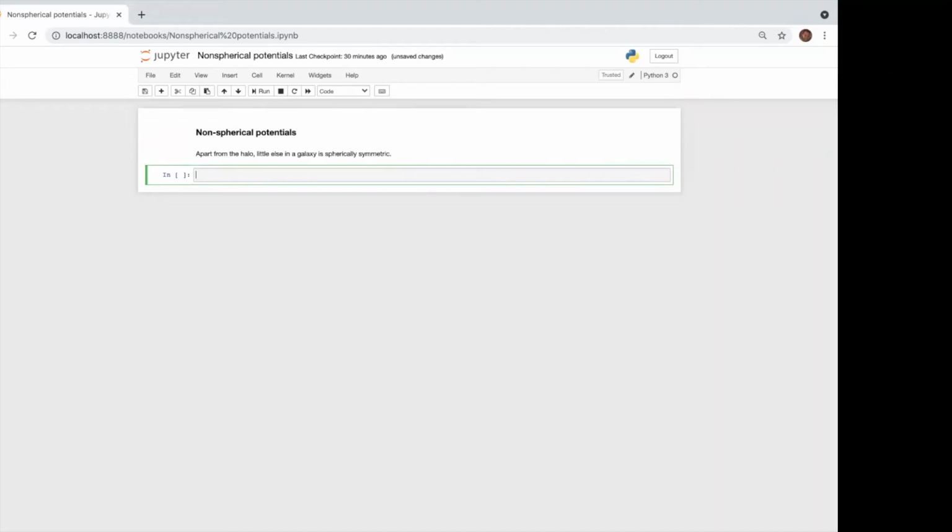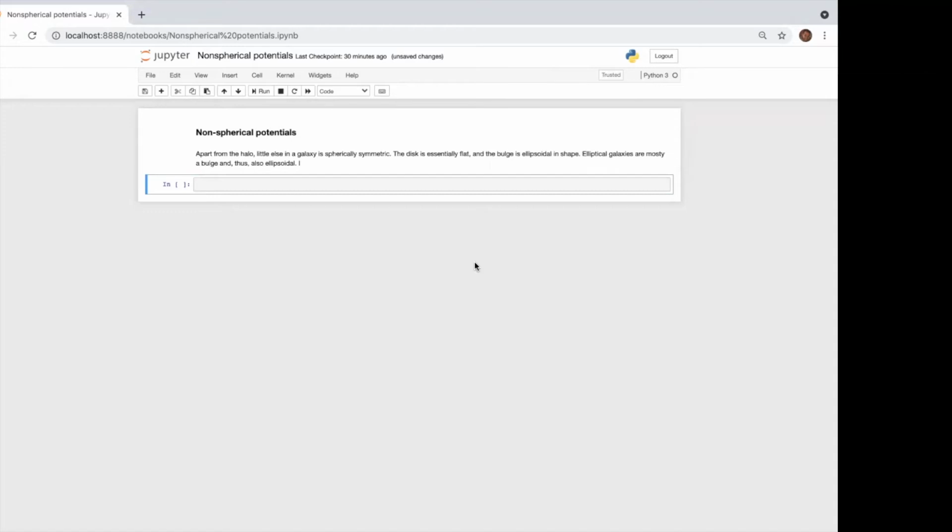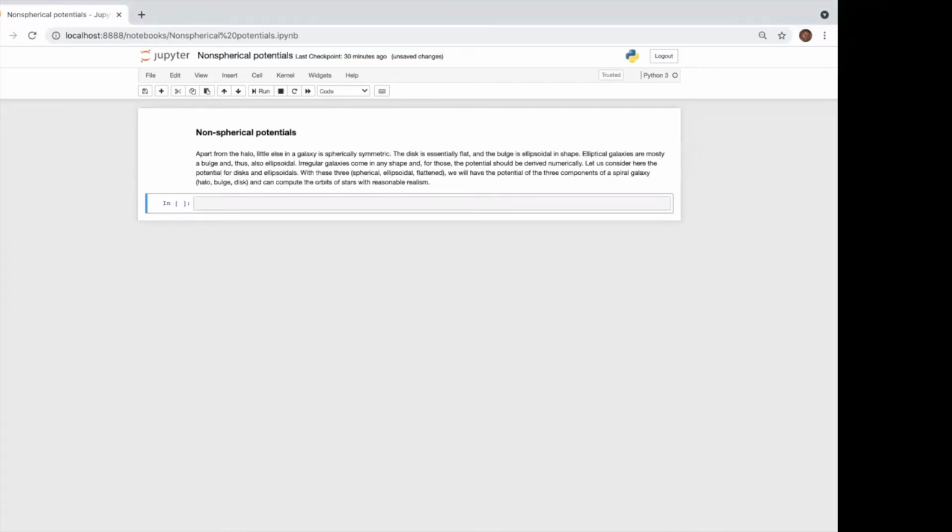Apart from the halo, little else in a galaxy is spherically symmetric. The disk is essentially flat, and the bulge is ellipsoidal in shape. Elliptical galaxies are mostly bulge, and thus also ellipsoidal. Irregular galaxies come in any shape, and for those, the potential should be derived numerically. Let us consider here the potential for disks and ellipsoidals.